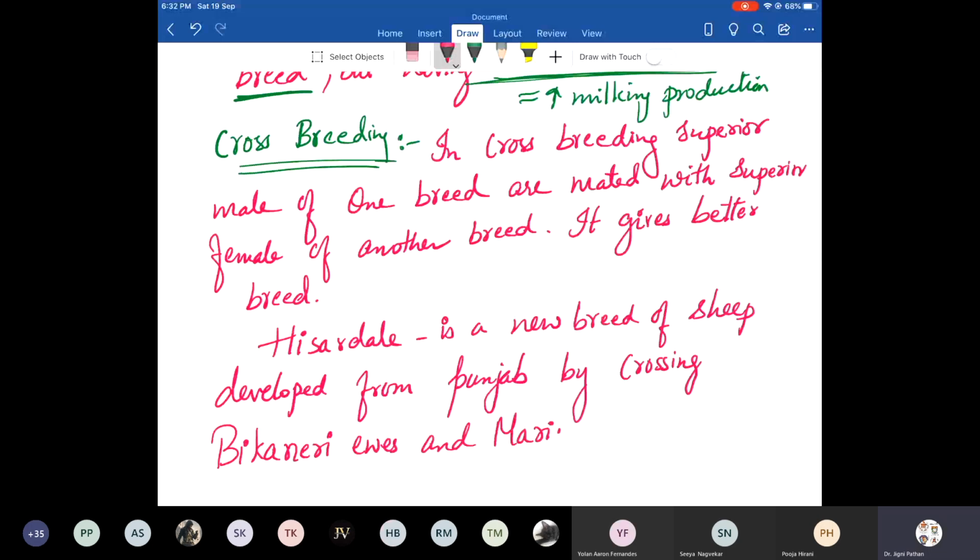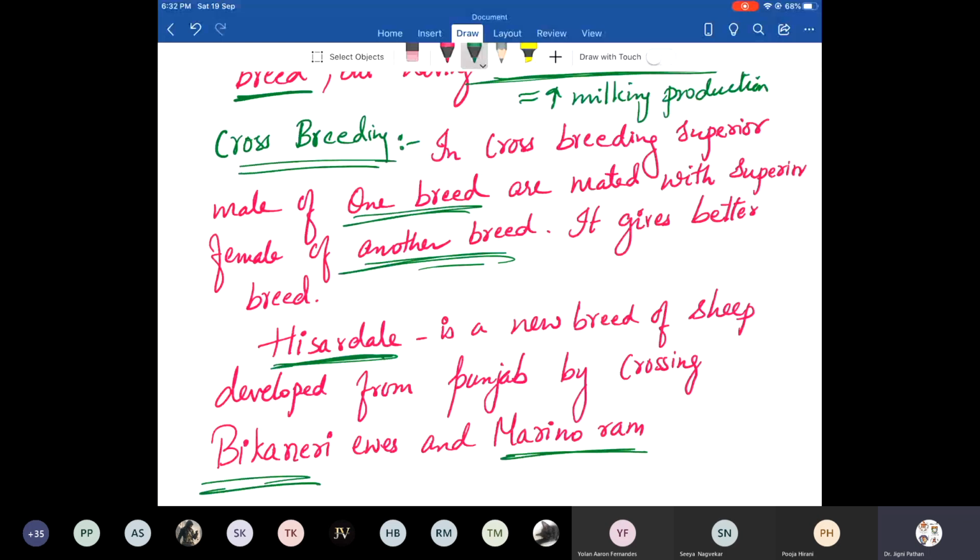Very, very important. The things I'm highlighting are important. One breed of one kind and another breed of another. It's not the same breed. There are two different breeds. One is Bikaneri ewe, another is Merino Ram, which belong to entirely different breeds. One is good at one thing, the other is good at something else. When you make them together, you get a very new breed with high quality. That is Hisardale. A very important question.